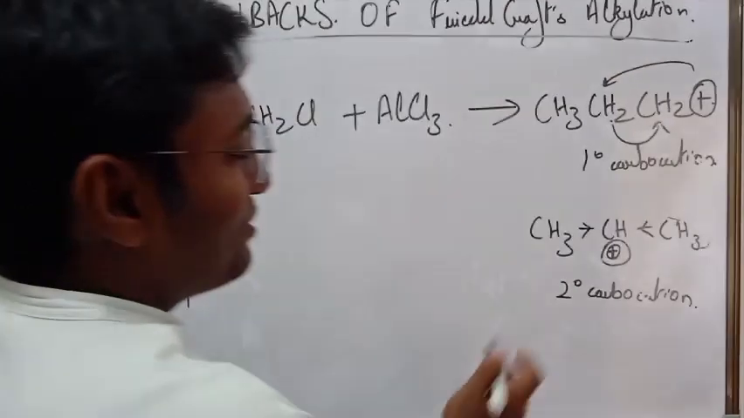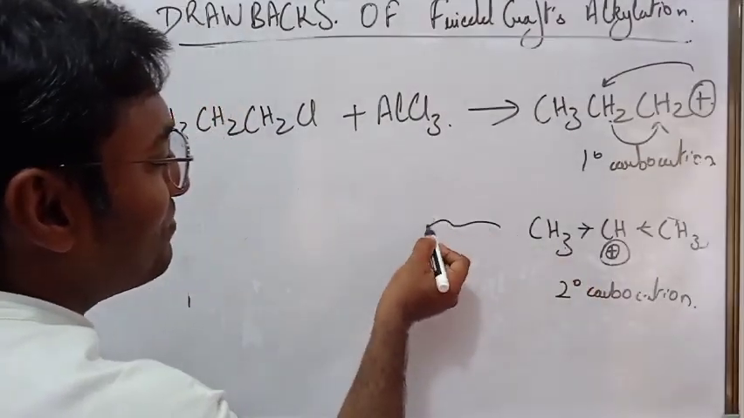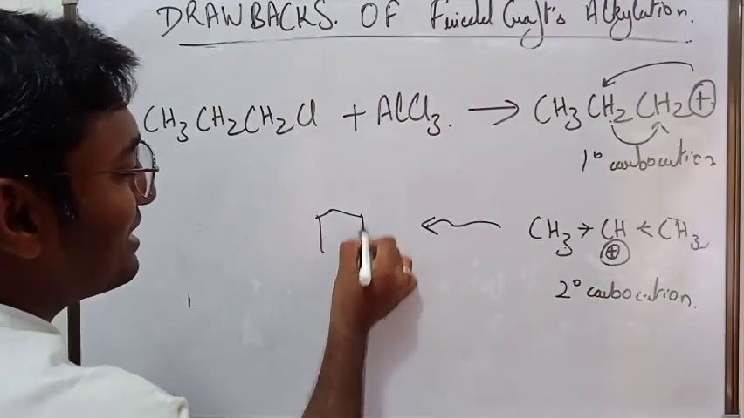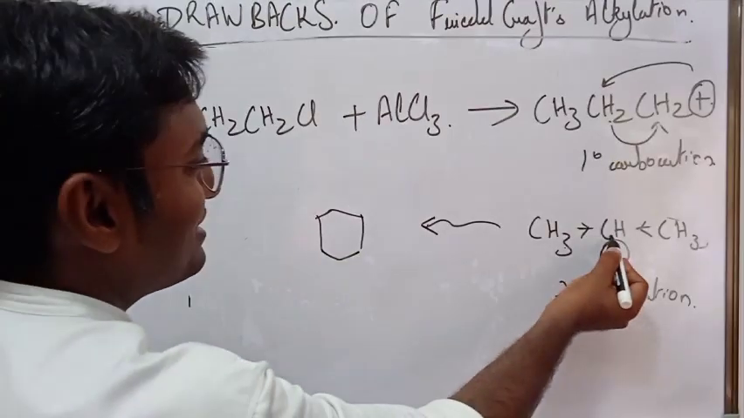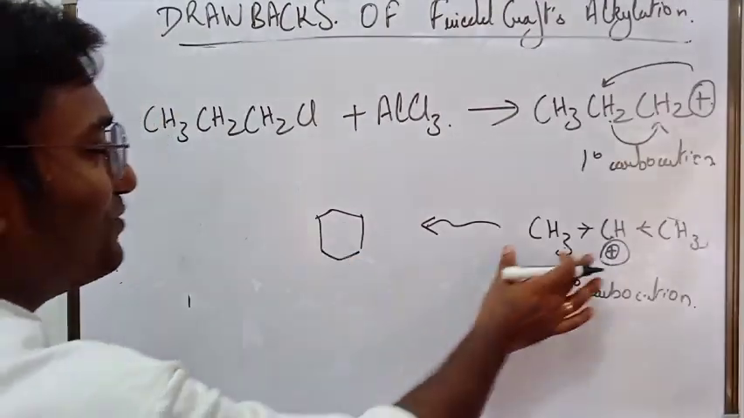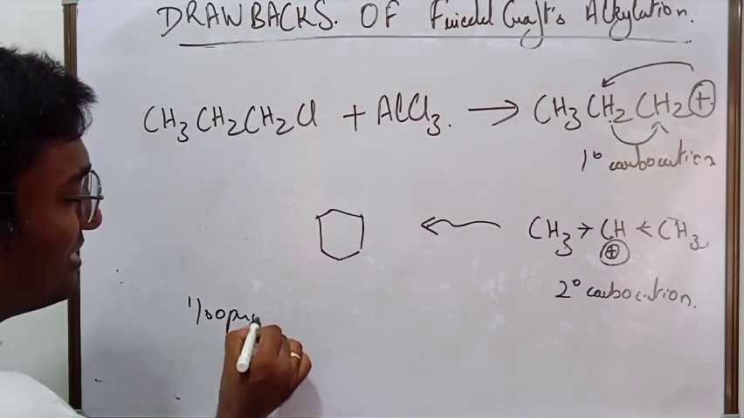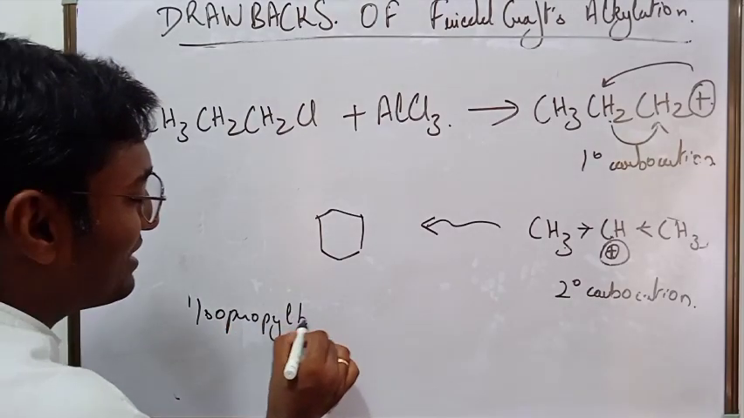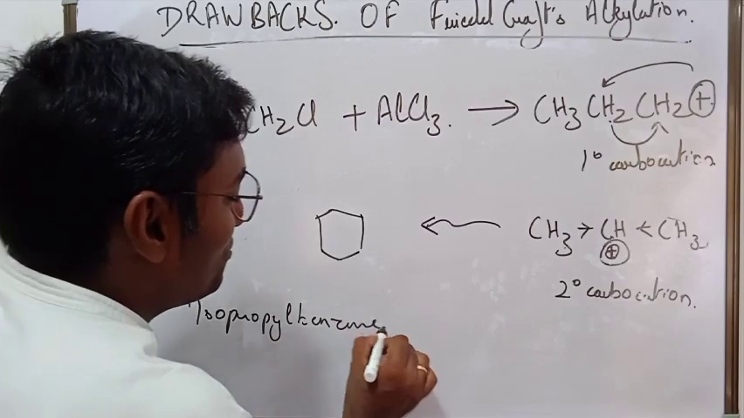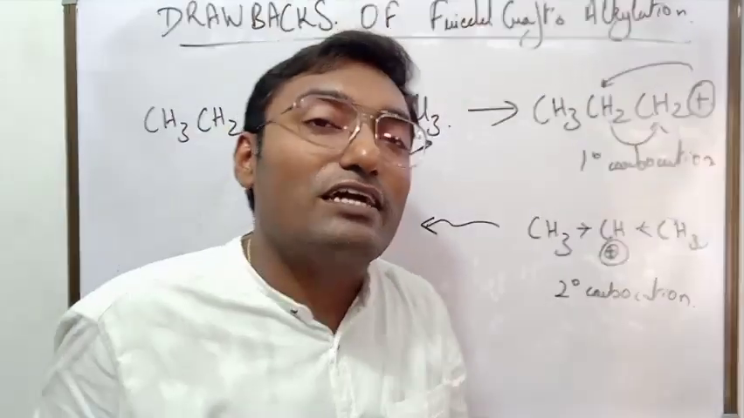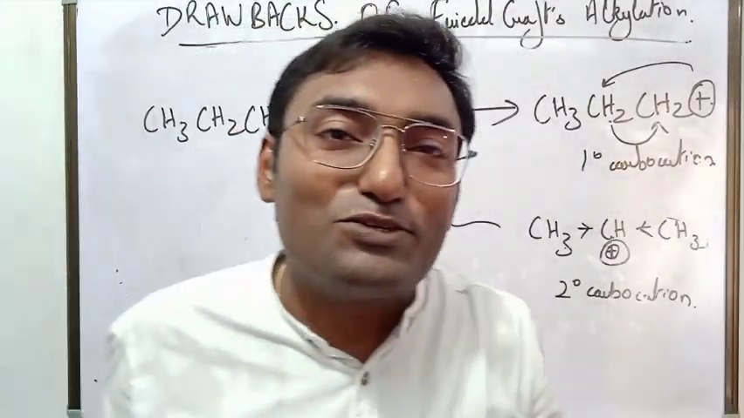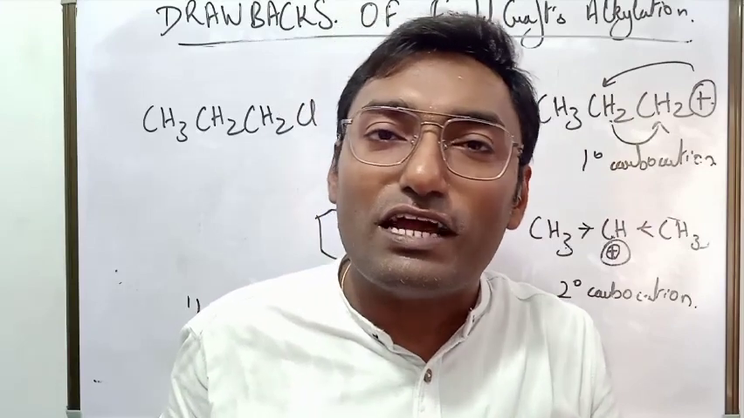So this is what will attack the benzene ring in the second step. So this carbon will attack, and in the third step you get isopropyl benzene. So you don't get the expected product when you use alkyl halides greater than ethyl halide. So these are the drawbacks of Friedel-Crafts alkylation reaction.